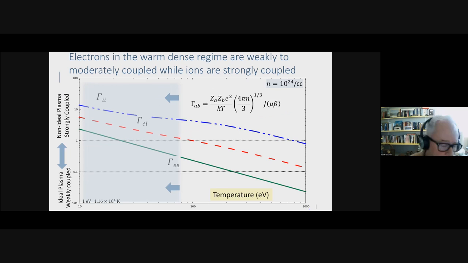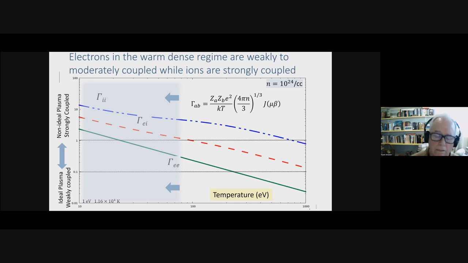And then finally, the last thing we focus on is the Ichimaro coupling parameter. And this is the ratio of the potential energy to the kinetic energy, and it's inversely proportional to the number of particles in a Debye sphere. And this tells us how ideal our plasma is. So we can see that, in fact, if I look at ion-ion collisions or ion-ion coupling, it is pretty non-ideal. And this is principally because of the ionization state, Z. Whereas gamma EE, the plasma coupling parameter for electrons, tends to be ideal.